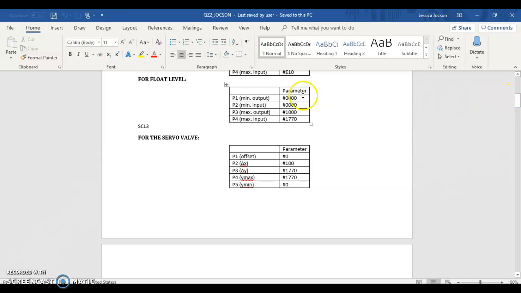So delta x 100. This is the maximum percent opening. So the servo valve can be fully opened or fully closed. So this 100 means that it is fully open. You can input a value of 0 to 100 to the HMI, and then the PLC will process the output. Delta Y 1770, Y max 1770, Y min 0.